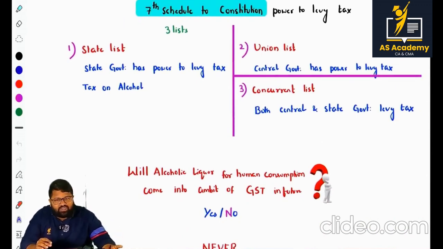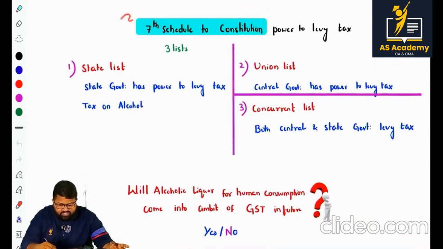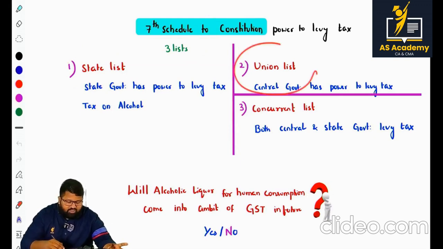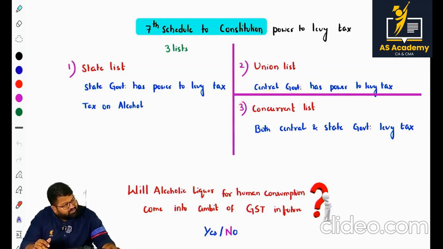And what are the four most points? State list, concurrent list, union list. So what is the schedule there? Seventh schedule of the Constitution. So seventh is important. Okay. So state list, who has the power? State government. Union is only central. What about concurrent? Both.